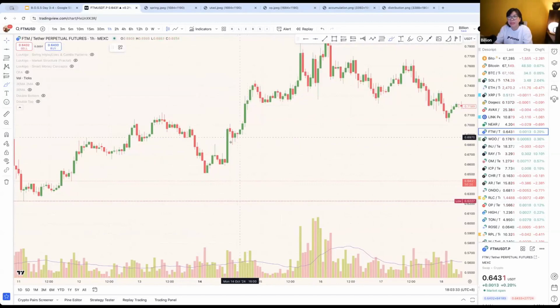I don't like big terms, we use the standard. It must have a pullback. When it has a pullback, that is important. All these are known as a pullback, an inducement. You get it? All these are known as an inducement. So when there is an inducement, then we will start to look for a sound order block.